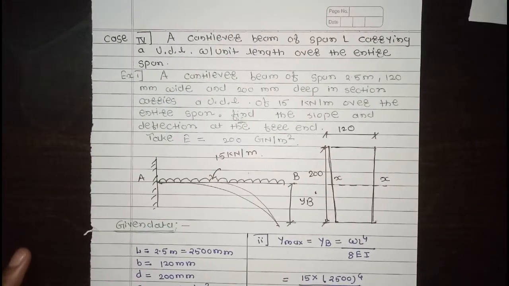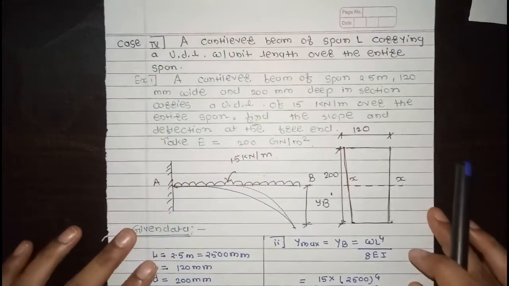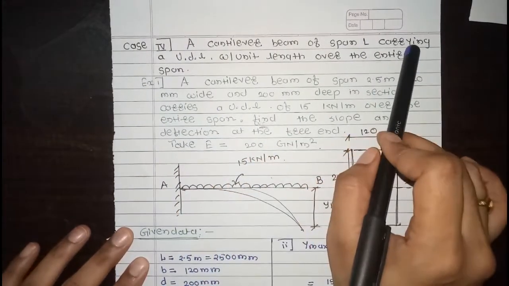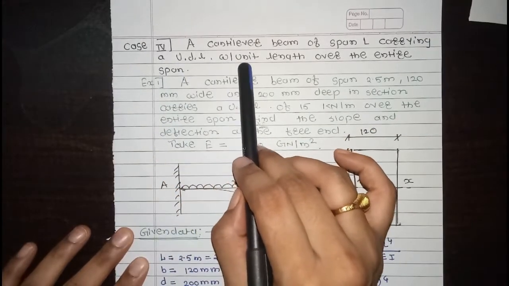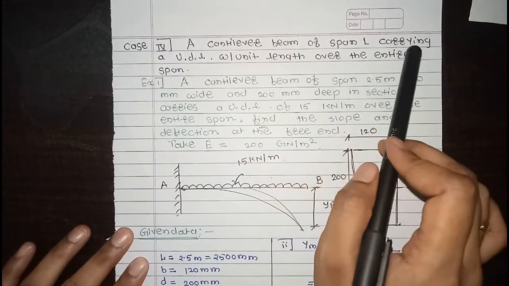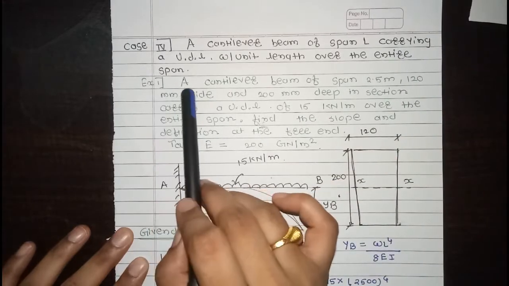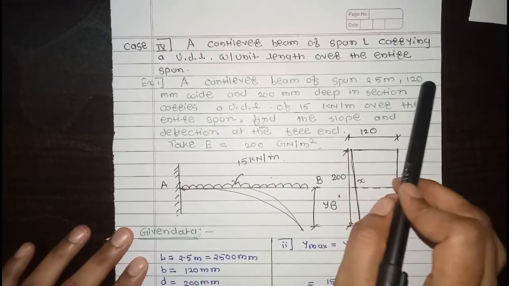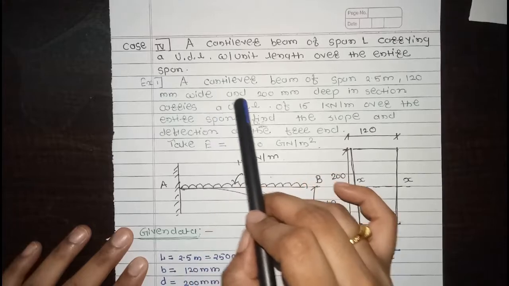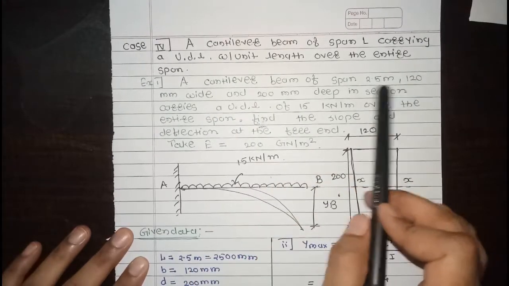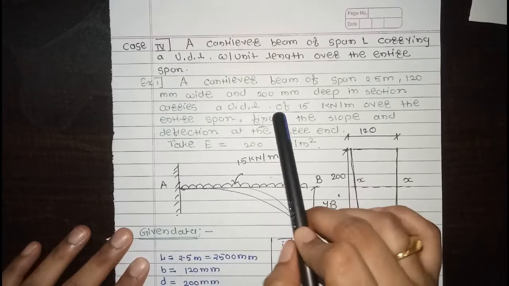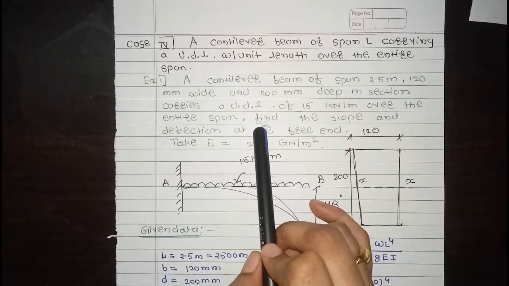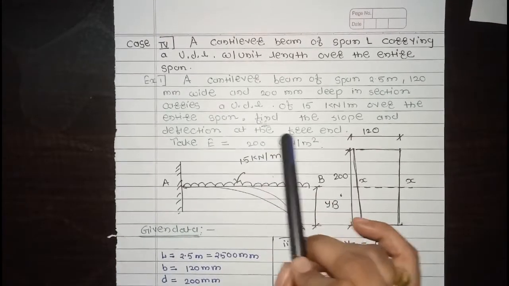So case 4, cantilever beam of span L carrying a UDL W per unit length over the entire span. Okay, first example: a cantilever beam of span 2.5 meter, 120 mm wide and 200 mm deep in section, carries a UDL of 15 kN per meter over the entire span. Find the slope and deflection at the free end.